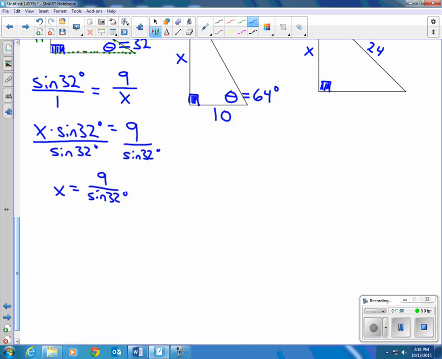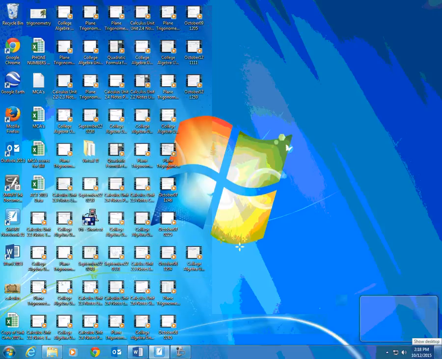So I'm going to calculate that on my calculator. Take out your calculator and make sure that you're working in, are we working in radians or degrees? Right? No. We are working in degrees.